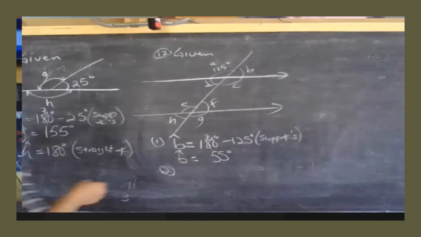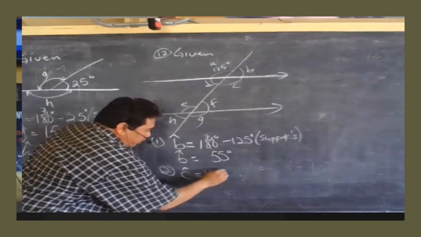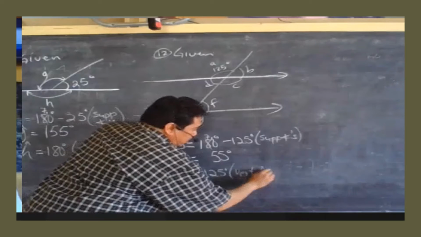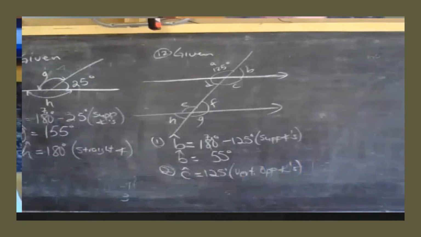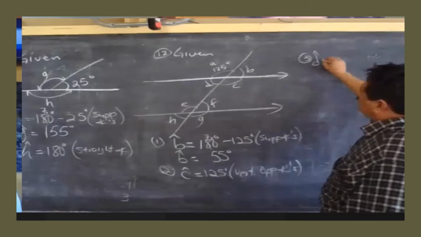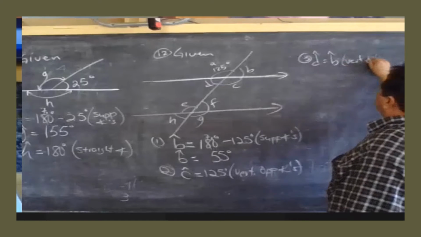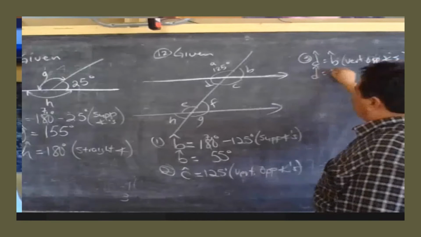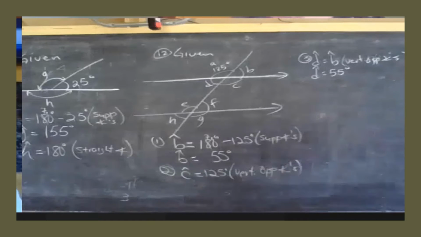For example, C. C is 125 degrees, vertically opposite angles. Right? And D, similarly, D is equal to B because they're vertically opposite angles. So then that means that D is 55 degrees.